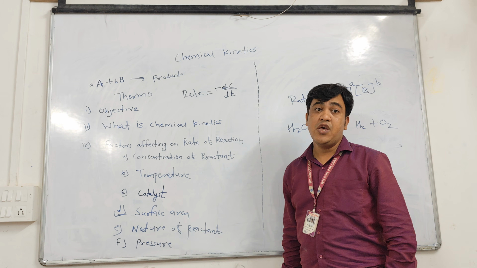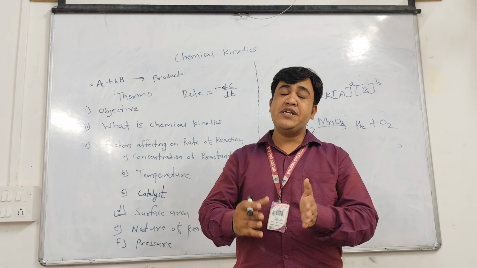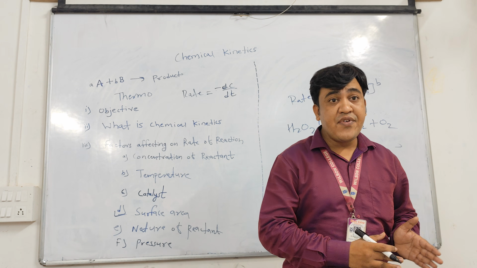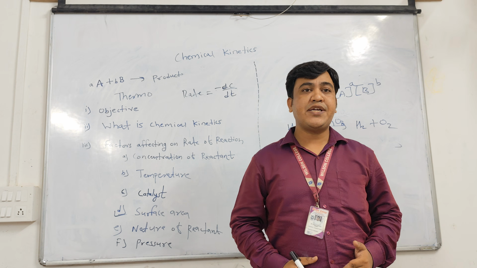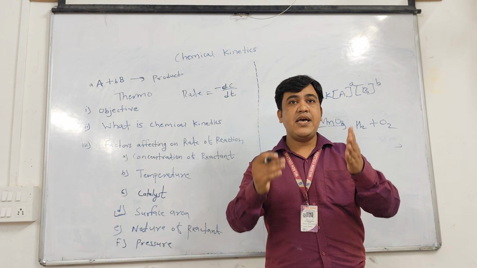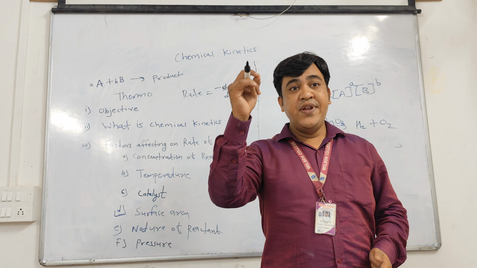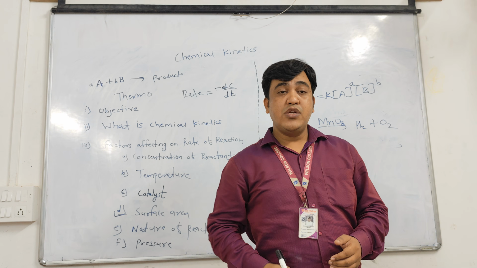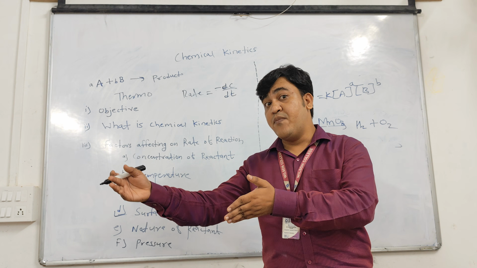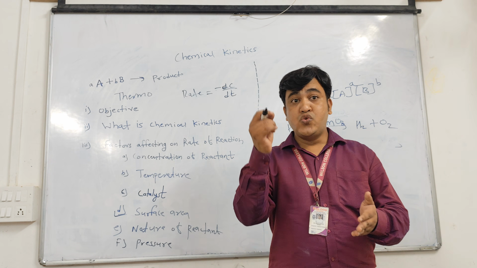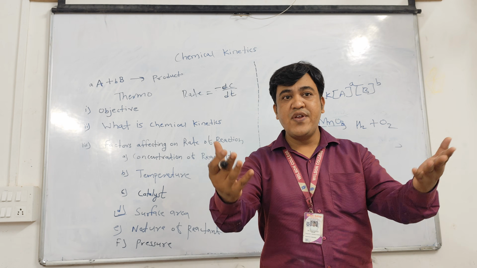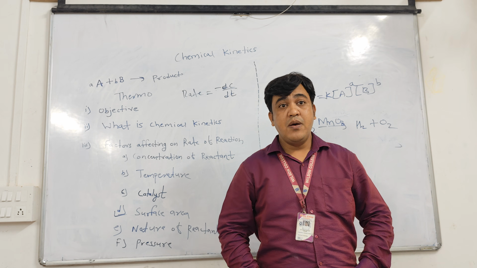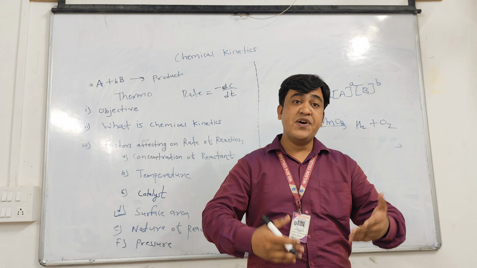Then the nature of the reactant. The nature of the reactant is very important. The rate of reaction also depends on the nature of the reactant. For example, if we add an iron nail into water, the rusting process will take a longer time. Whereas if we add sodium metal into water, an explosive reaction takes place within a fraction of a second. So this reaction is very fast.